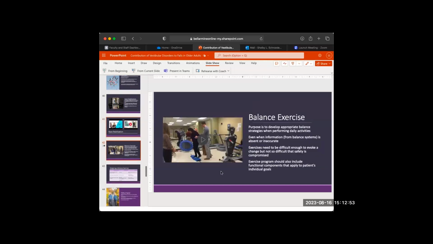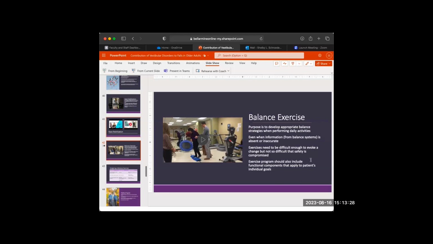Okay, and then we've got balance exercises. The purpose is to develop appropriate balance strategies when performing daily activities, even when the information from the balance systems is altered. We have the inner ear, the vision component of balance, and the sensation of the feet. If those are altered in any way, we can still improve balance by strengthening the other systems.